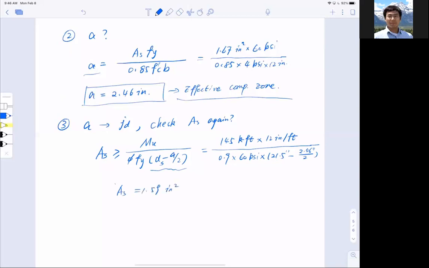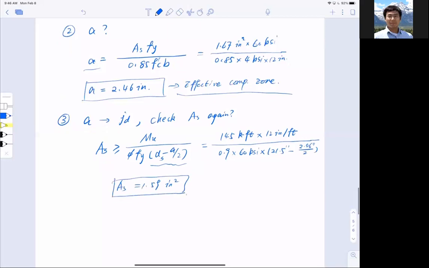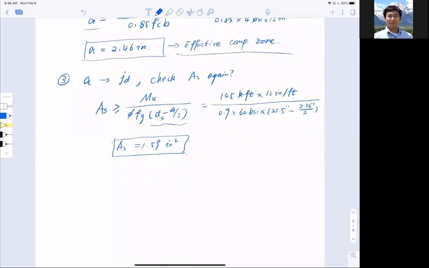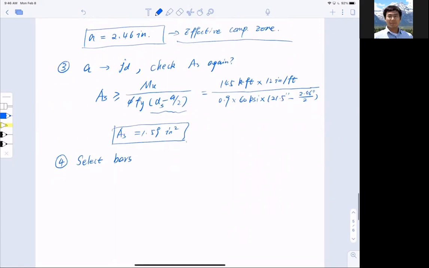You can see it's different now. It's no longer 1.67, right? It changes. So after this quick iteration, I can select bars finally. I can select my reinforcement. There are several options. For example, option number 1, I can use number 8 bars. And if you remember, one number 8 bar is 0.79 inch squared per bar.